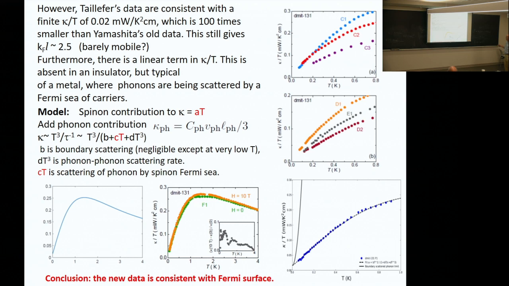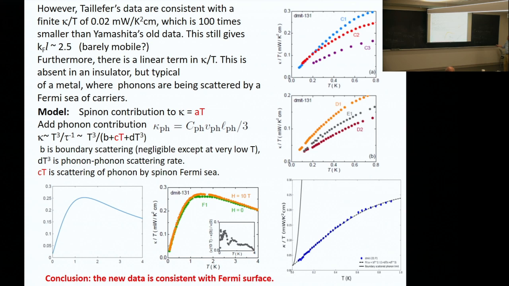But it is quite usual in metals. In metals you find it linear. So I'm no longer talking about the intercept, but this slope. So this linear slope is quite unambiguous. Okay. Now, what is the origin of this linear term in metals? Well, what we can do is to divide this into two contributions. One is from the fermions, which has this linear T term. The other one is a phonon contribution. Again, it's a phonon specific heat, which is T cubed, times the mean free path.